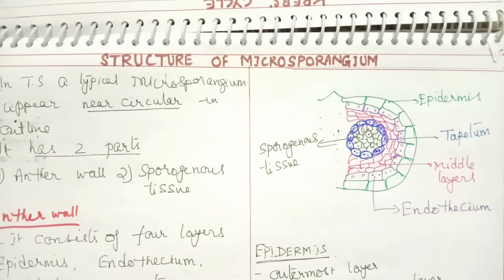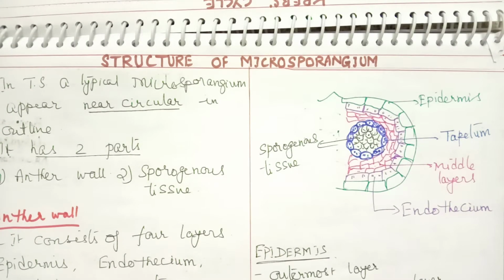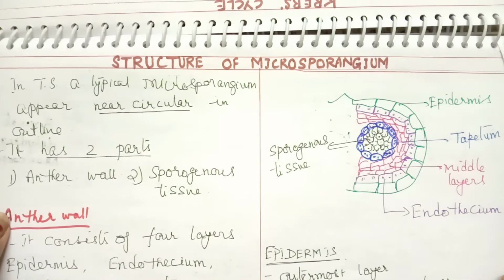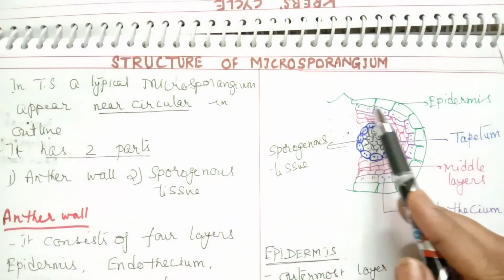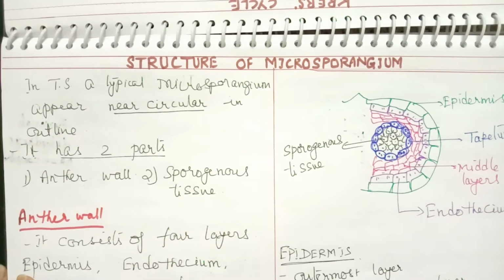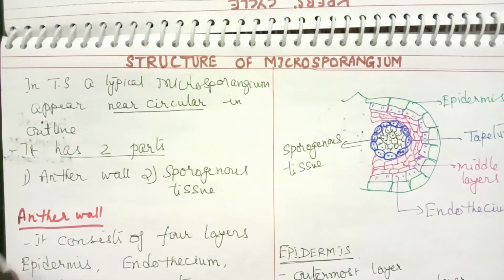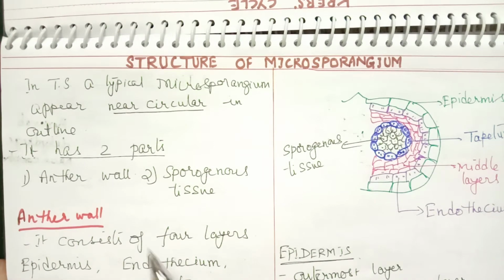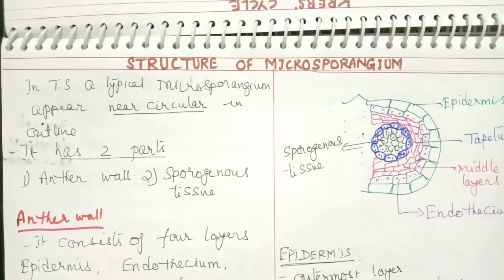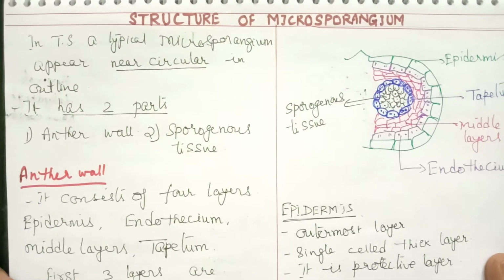Okay, now let us see the structure of each microsporangium. If it is a young dithecous anther, we have four microsporangia. We have already seen it diagrammatically. Now in this diagram I have shown a single microsporangium. In a typical microsporangium, if we take a transverse section, it appears near circular in outline and it has two parts, anther wall and sporogenous tissue.